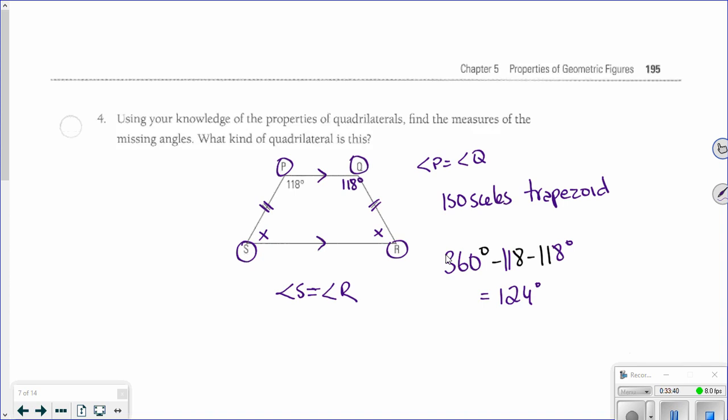And I know that angle S and angle R are exactly the same size, so half of this 124 is going to be at S and half is going to be at R. So I'm going to divide it by 2, which means each angle is going to be 62 degrees. So I've got 118, 118, 62, 62. Those are my properties of quadrilaterals. Because I could figure out that it was an isosceles trapezoid, I knew that those angles had to be equal to each other. That allows me to find the rest of the angles in my trapezoid.